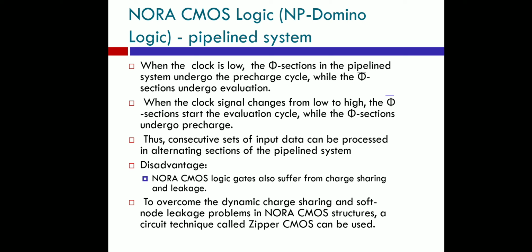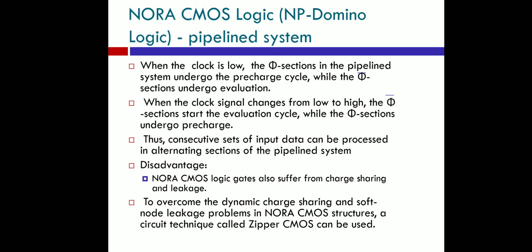So when the clock is low, the phi sections will undergo pre-charge or pre-discharge, whereas the circuits in the phi bar section will undergo evaluation. When the clock becomes high, the phi section will undergo evaluation, whereas phi bar sections will undergo pre-charge and pre-discharge. Okay. Disadvantages: this NORA CMOS also suffers from charge sharing and leakage.